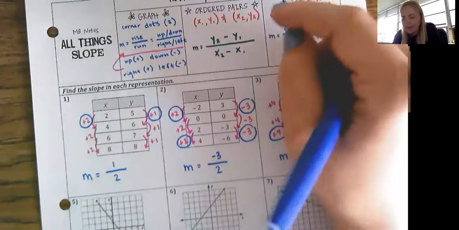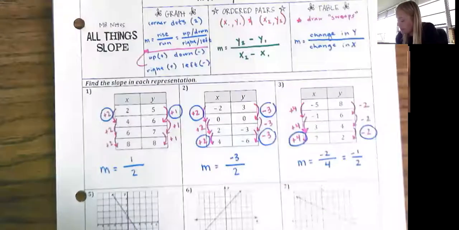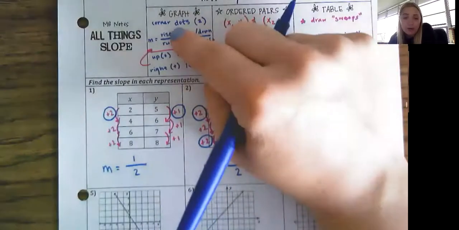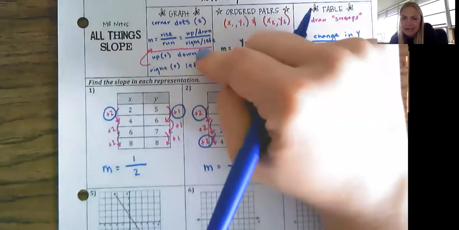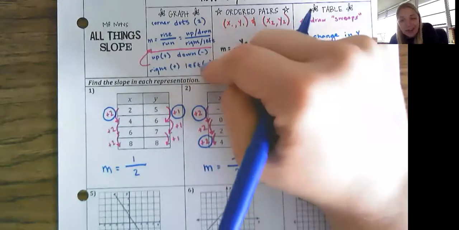Okay, let's go to the graphs next. 5, 6, and 7. Draw your corner dots. Find your rise over run. If you're going up, it's positive, down is negative, and right is positive, left is negative.